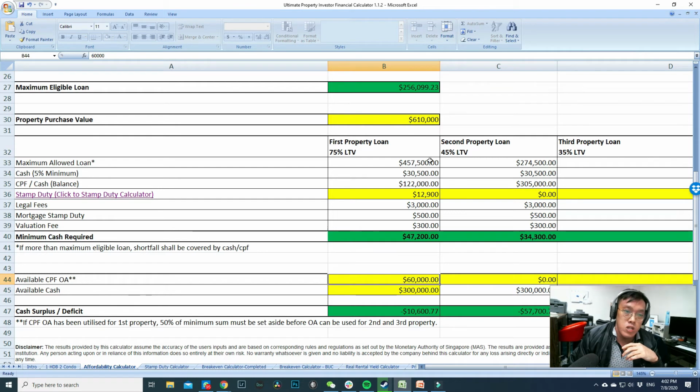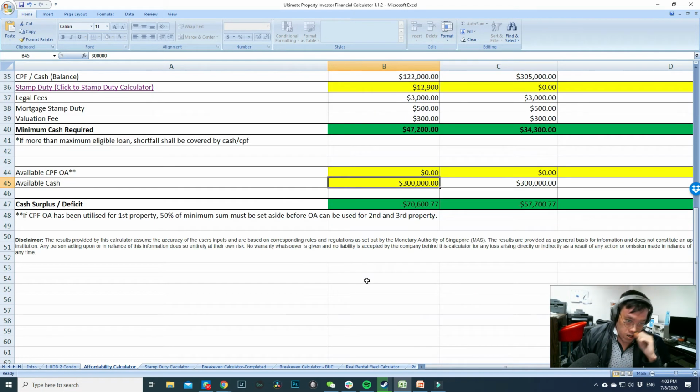That's of course assuming that she can get up to 75% loan. All right, her available OA is zero, available cash 300,000. So actually what you should be concerned with is basically this last line, whether you have a surplus or a deficit. In this case, unfortunately I don't think she is able to afford this purchase, because based on her situation, she does have a shortfall of $70,600.77.